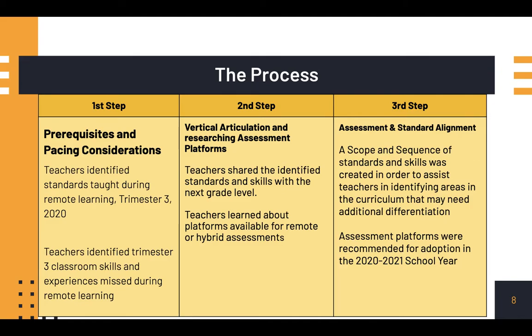Taking these considerations, we shared the skills and the standards and the experiences with the next grade level. This allowed second grade teachers to really have a better understanding of what their students missed at trimester 3 in first grade. Then we learned about some platforms that might be available for remote or hybrid assessment. Finally, a scope and sequence was created in order to assist teachers in identifying areas in the curriculum that may need some differentiation. And we recommended for adoption some assessment platforms to use this year.